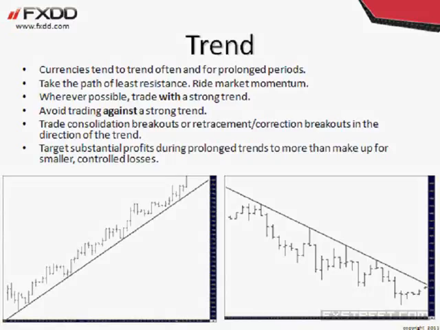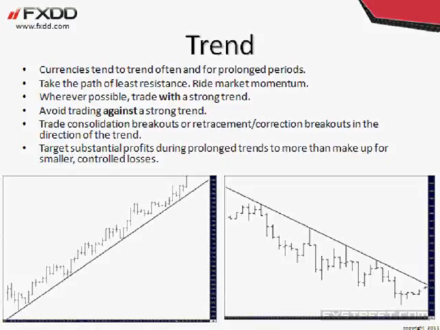Okay, so trend. Well, first of all, as I always say, currencies tend to trend often and for prolonged periods. We see that right on the charts as we speak, okay, and as I'll show you in a second. We see that on the major currency pairs. With the exception of dollar-yen, pretty much all of the major currency pairs are strongly trending right now. Okay, we may be in pullbacks right now, but we are in strong trends on all the major currency pairs with the exception of dollar-yen, in my opinion.